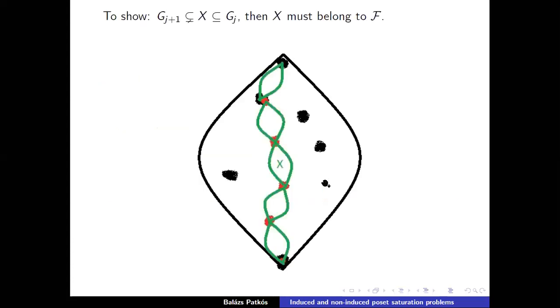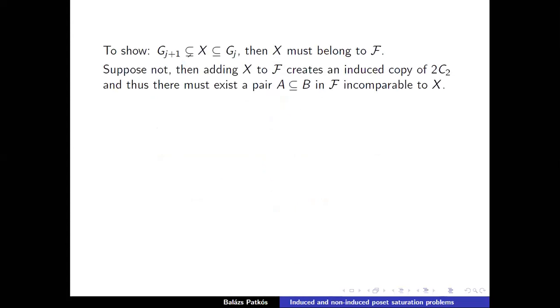Okay, and now, remember, this is what I want to show: we defined this chain, and I want to show that whatever is in between two consecutive elements of the chain should also belong to F. If that is so, then we indeed get that the family F contains a maximal chain, and therefore its size is at least n+1. This is, I think, the last slide of the talk.